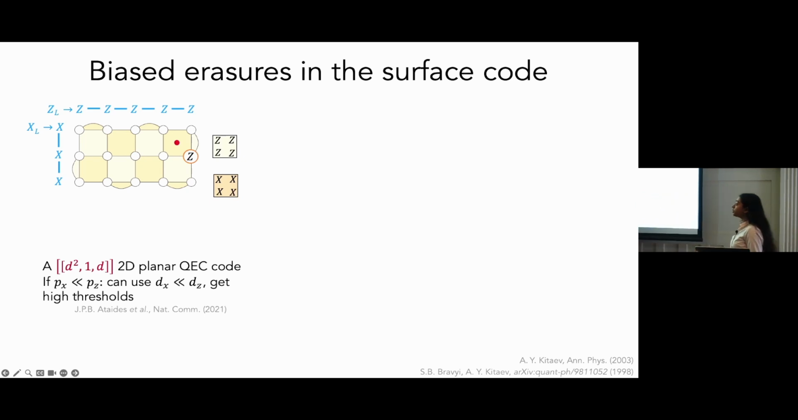And so far, it looks like this is the noise model that biased erasures follow. It looks like biased erasures give rise to Z errors. And so we should be able to use this thinner surface code and get higher thresholds. But let's check this by looking at the circuit level noise model, where we have errors occurring after every 2-qubit gate. And this is the true physical noise model that we should look at.